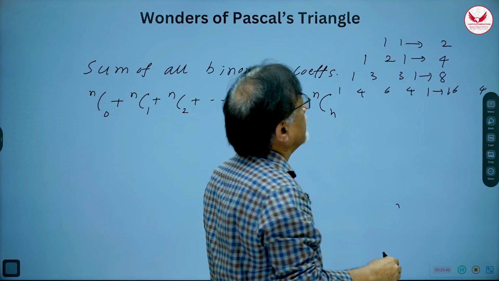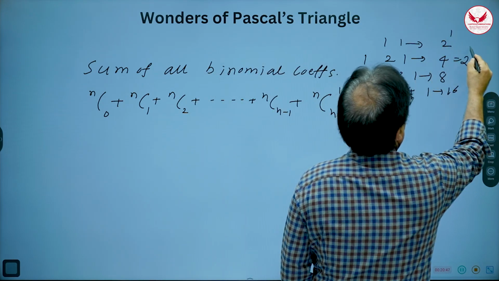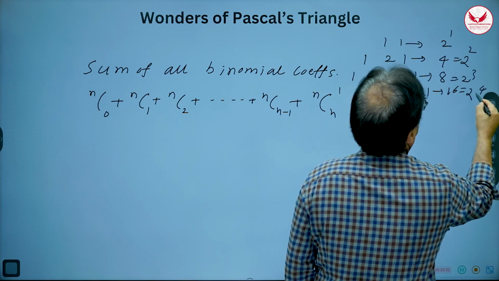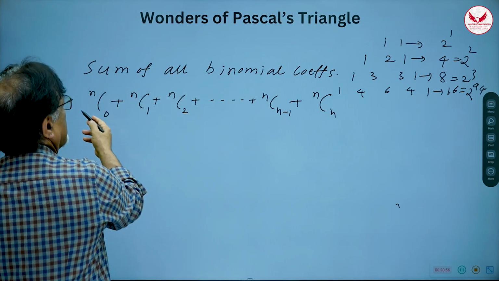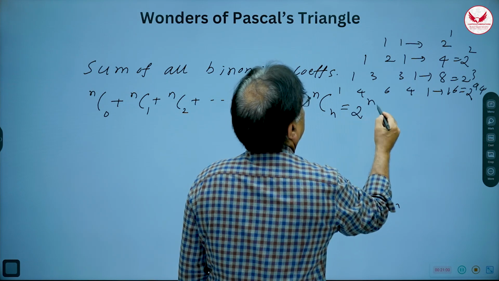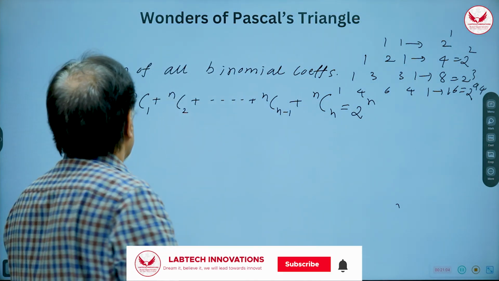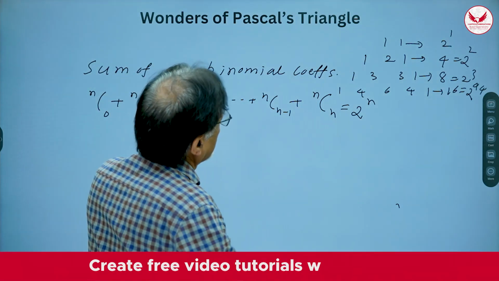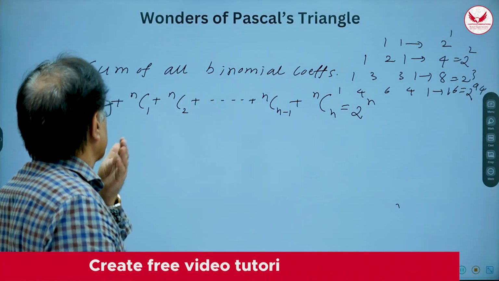Now, isn't it a coincidence? This is 2 raised to 1. This is 2 raised to 2. This is 2 raised to 3. And this is 2 raised to 4. Oh, that means this total must be 2 raised to n. Simple. Correct? That is the wonderful identity. So nC0 plus nC1 plus nC2 and so on is equal to 2 raised to n. Now, you will be wondering why it is 2 raised to n. What does 2 have to do with this?